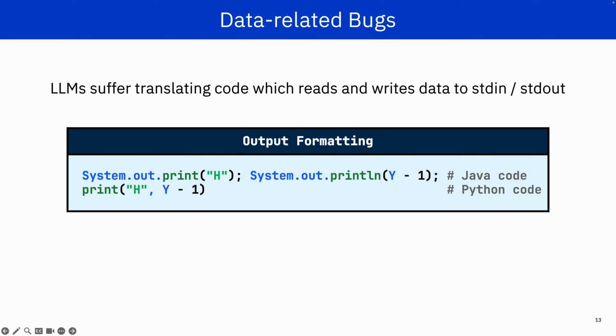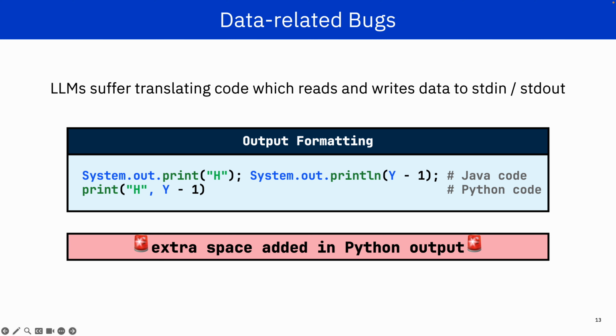Finally, we have the data-related bugs. Most of these bugs have to do with reading from standard in and writing to standard out. Here, we have a Java code which prints the character h and the output of y-1 in the same line without spaces between them. However, in the translated Python code, you can see that it will have an extra space between h and y-1, which is an incorrect translation.